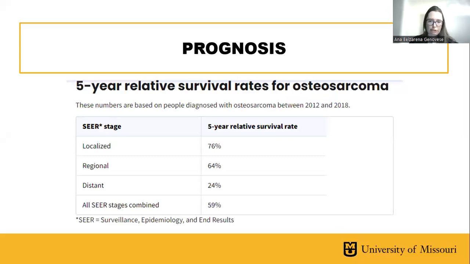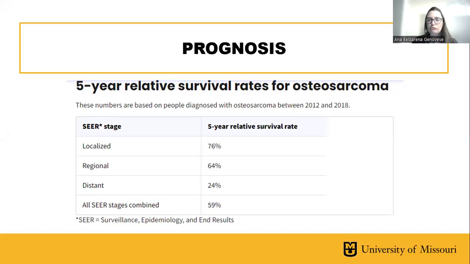So, prognosis of this patient. I usually ask people, okay, what's the prognosis of osteosarcoma? And people tell me, okay, 5 years, 75, 80. But the right answer is a question: okay, what stage is the patient? Because the stage will tell you the actual prognosis.